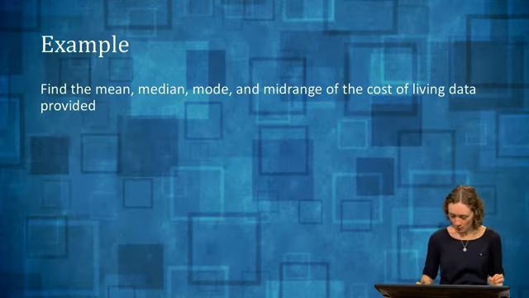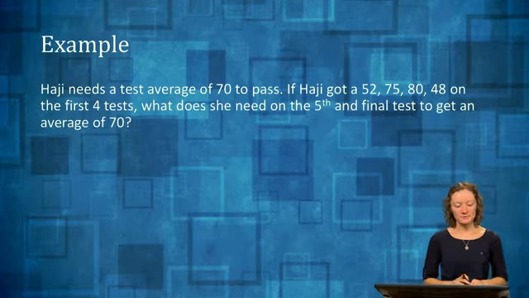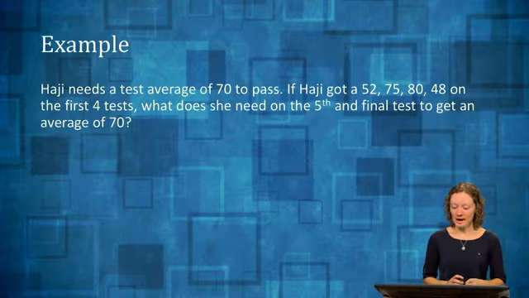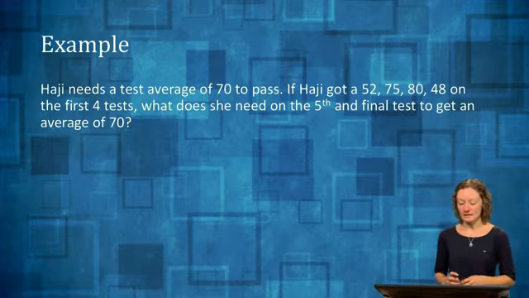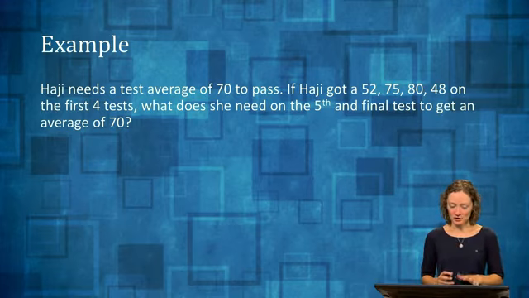All right. One more example with me and then some practice. This is kind of a student application side of something like this. Haji needs a test average of 70 to pass. If Haji got a 52, 75, 80, and 48 on the first 4 tests, what does she need on the 5th and final test to get an average of 70? Poor Haji's been struggling a little bit, and she's just trying to pass the class.